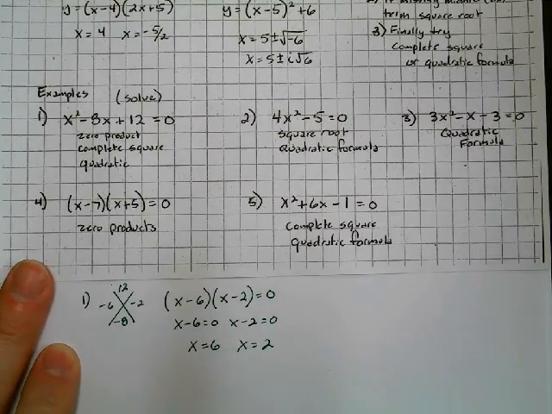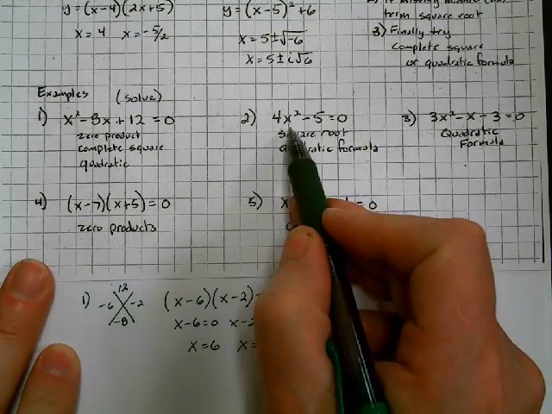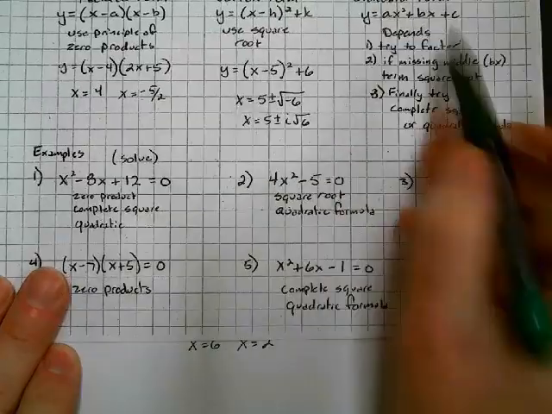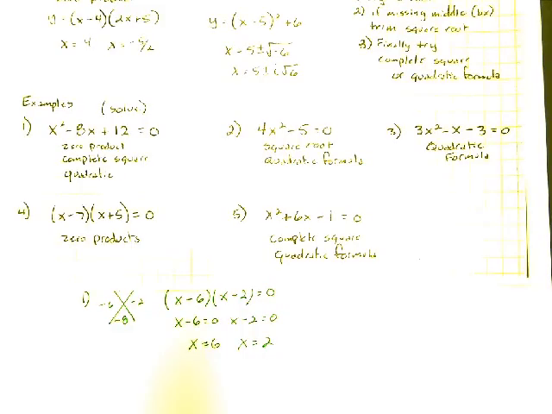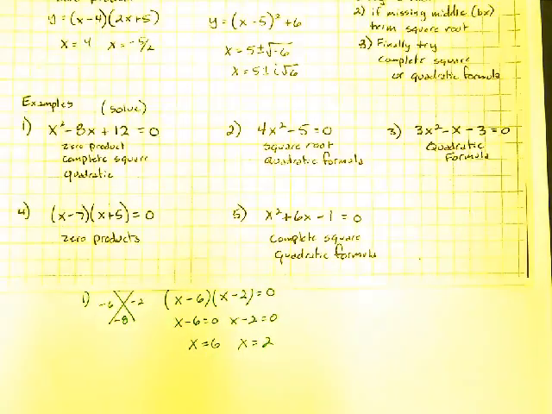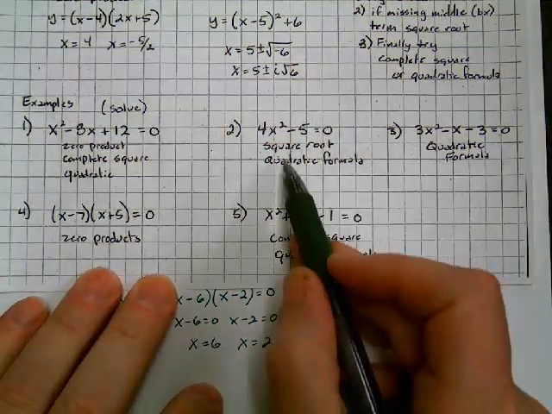All right, next one. This one's in standard form, like this one. And it's missing that middle bx term. There's no bx term. So for this one, I would probably use the square root method.